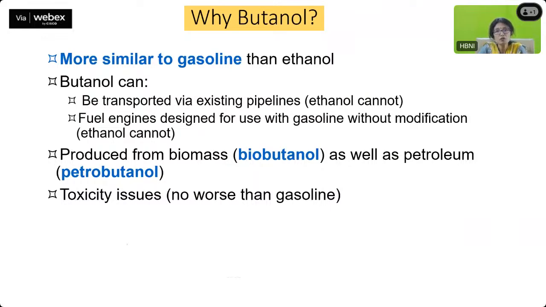But why butanol? Why is butanol generally considered when you are talking about biomass to fuel? Because it is more similar to gasoline than ethanol. And butanol has a big advantage that it can be transported via existing pipelines, whereas you cannot really transport ethanol like that. And fuel infrastructure is designed for use with gasoline, so it can be used also for butanol without any kind of modification. You can produce it from biomass, and you can also produce it from petroleum. As for toxicity, whatever toxicity is there in gasoline, the same is there in biobutanol, so that is not really much different.